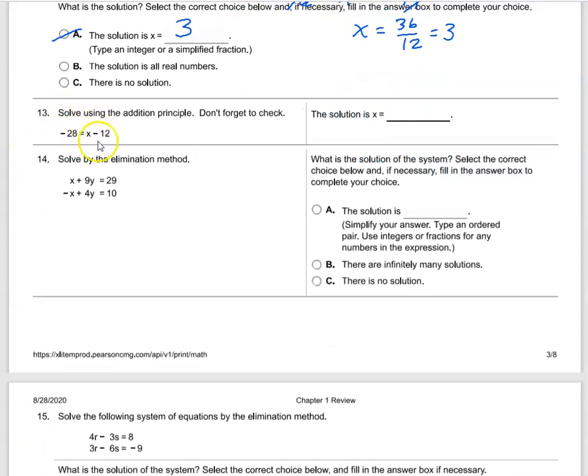Okay, number 13 is pretty straightforward. We've just got x's on one side of the equation. All we need to do is add 12 to both sides of our equal sign. Negative 28 plus 12. Let me write this over here so we can see better.